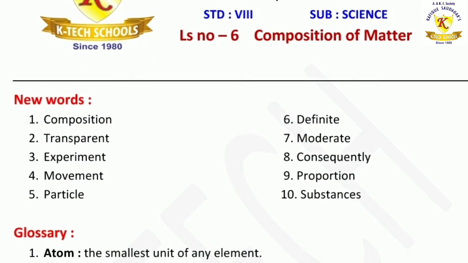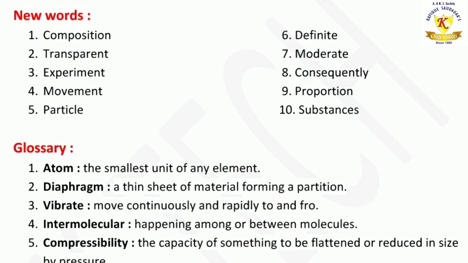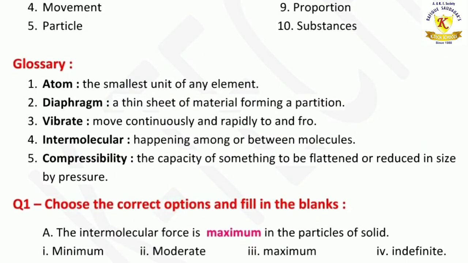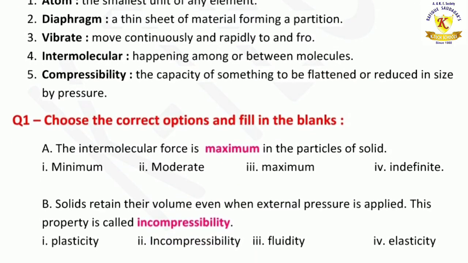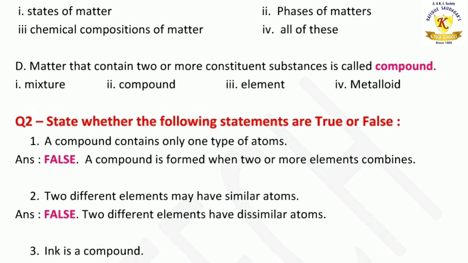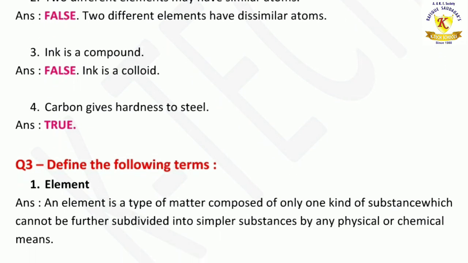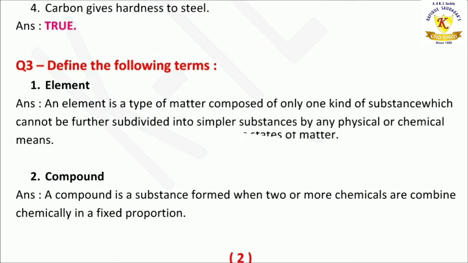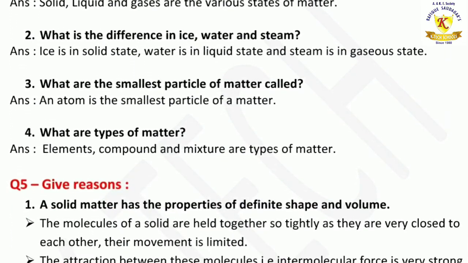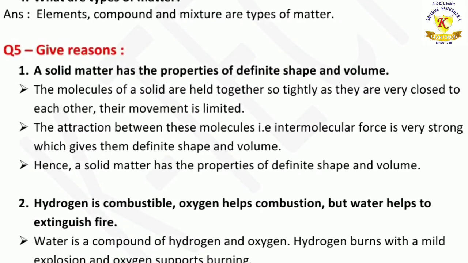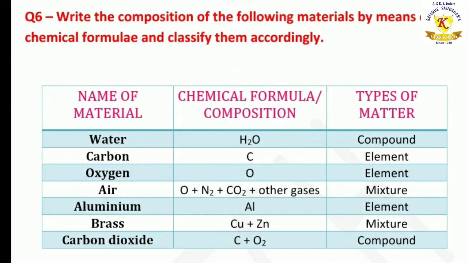As you all know, first we write new words and then we write glossary, the scientific meaning of the word. Followed by question number 1, choose the correct option and fill in the blanks. Second question is, state whether the following statements are true or false. Followed by question number 3, define the following terms. Question number 4, answer in one sentence. Question number 5, give scientific reason for the following statements. Question number 6, write the composition of the following materials by means of chemical formulae and classify them accordingly. So you need to make a table of 3 columns: name of material, chemical formula or composition, and type of matter.